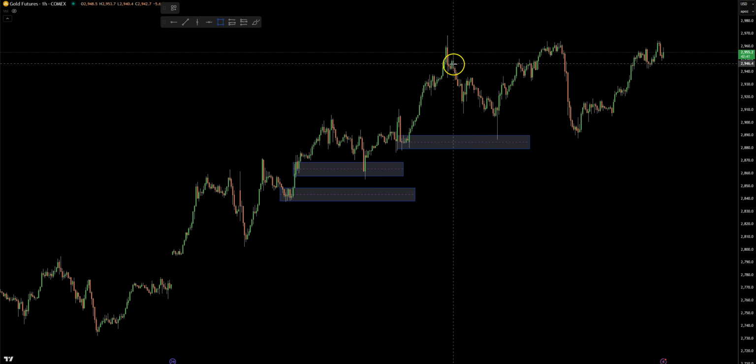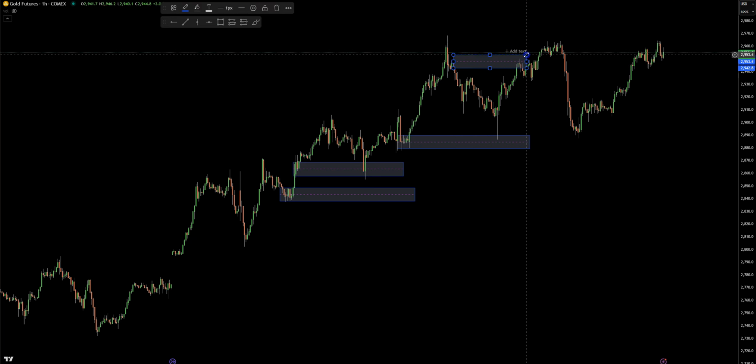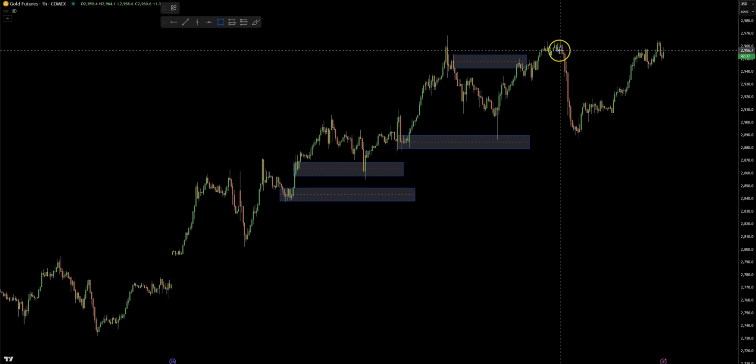For a supply zone, you can go here and you can go here.